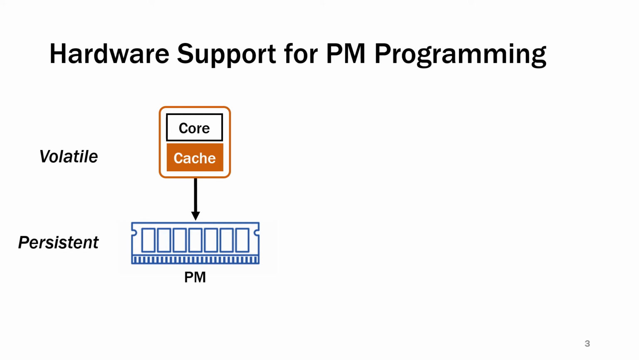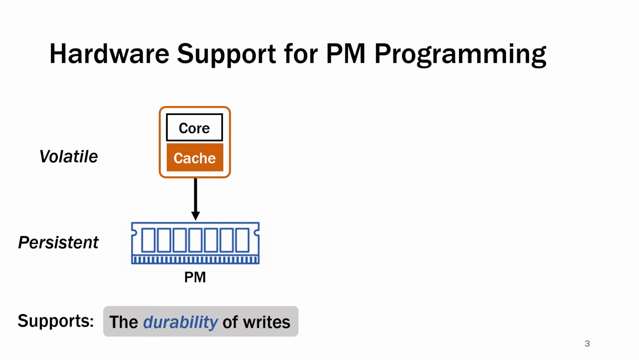This figure shows a memory hierarchy where the cache is volatile and the memory is persistent. A persistent memory system first provides a durability guarantee, that is, the write can become durable in memory on demand. In this example, the write updates cache line X. To make the update durable, the program first issues a cache line writeback or CLW instruction and then uses a store fence or S-fence to guarantee its completion.